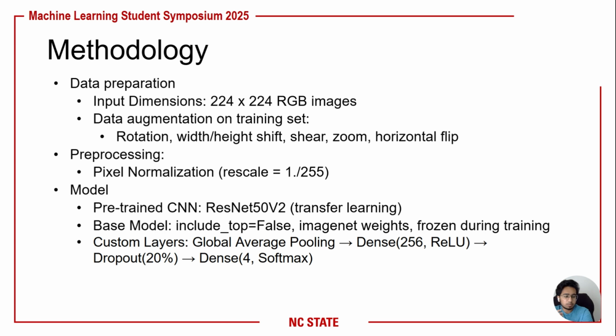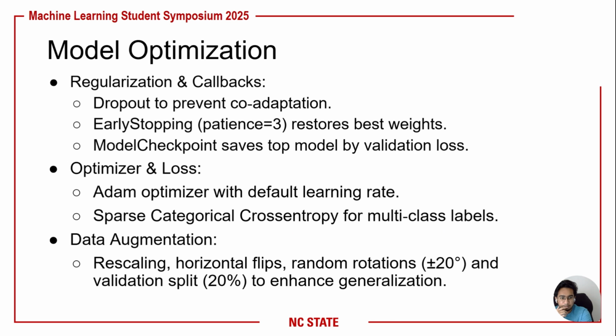The methodology that we used for data preparation was basically rotation, width and height shifts, zooms, and horizontal flips. And there was also pre-processing, pixel normalization by rescaling 1 by 255. And then the model was the pre-trained CNN ResNet 50 version 2. The specifications of the base model that we used are on the slide.